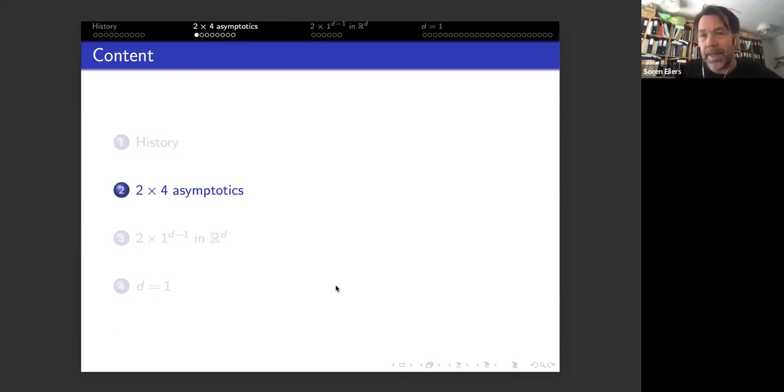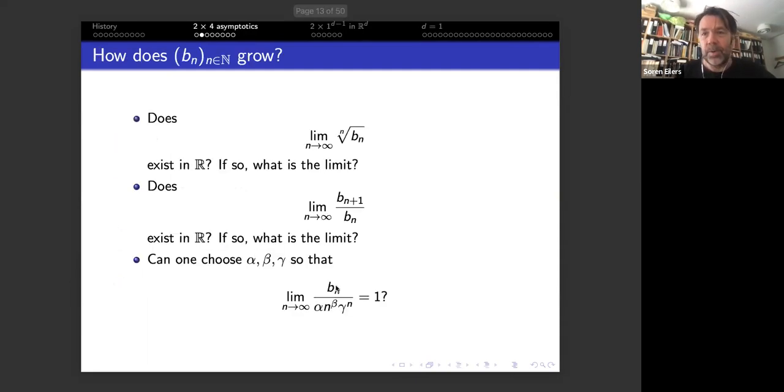Okay, now, so let's move on to something which is a little bit more mathematical, and this is what I would call the asymptotics of this situation. This is a very common way of dealing with questions of this type. Instead of looking at the individual numbers, I want to say something about how the sequence of numbers, which is now well defined, will grow.